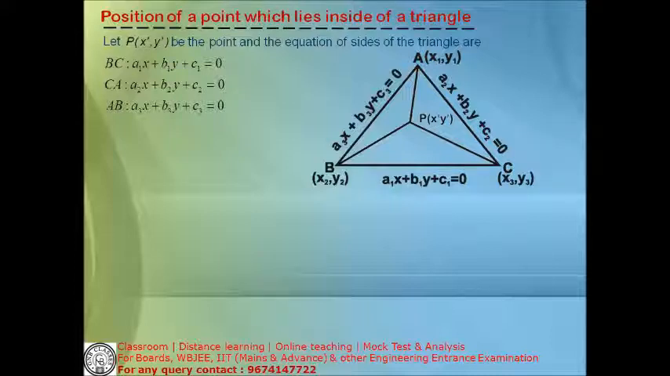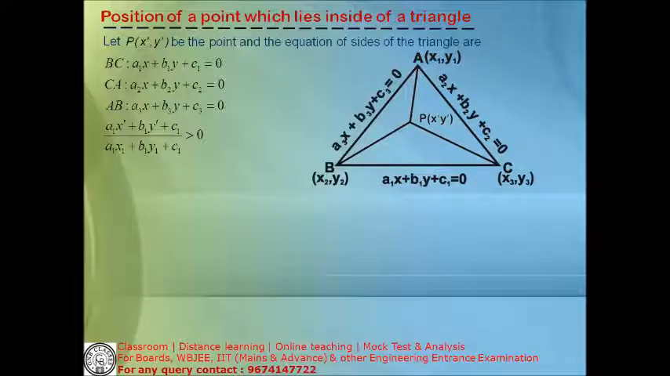Now let us consider a case. With respect to the line BC, that is a1x plus b1y plus c1 equals 0, the point A, that is x1, y1, and the point P, which is x dash y dash, are lying on the same side of this straight line. So we can say that a1 x dash plus b1 y dash plus c1, divided by a1 x1 plus b1 y1 plus c1, is greater than 0. Is this clear to all of you? I just told you this, because you have already learned it.